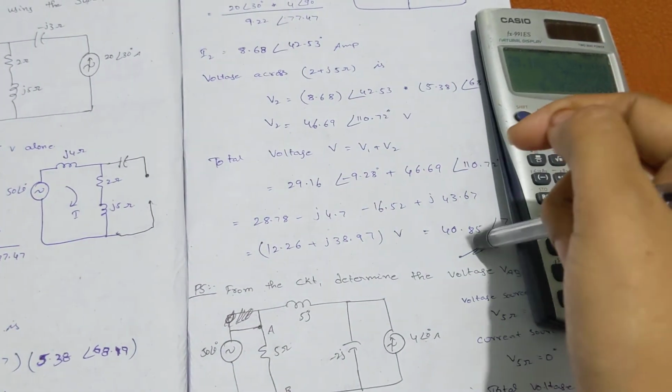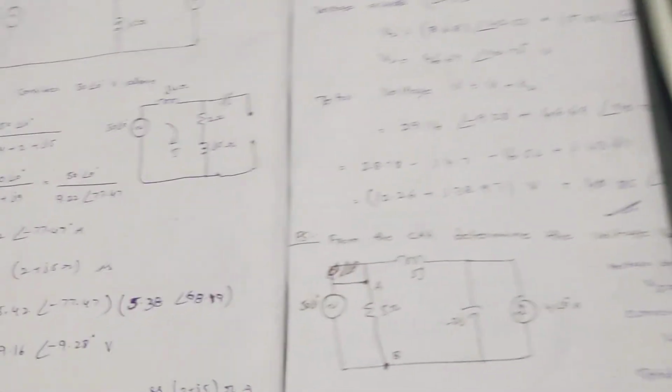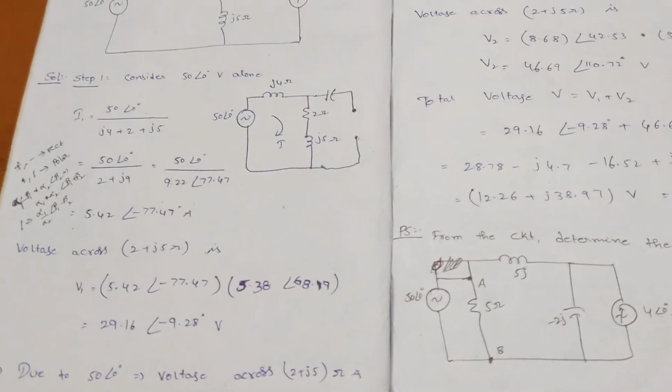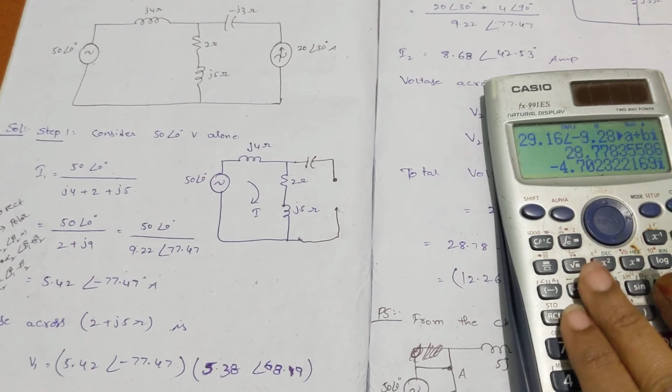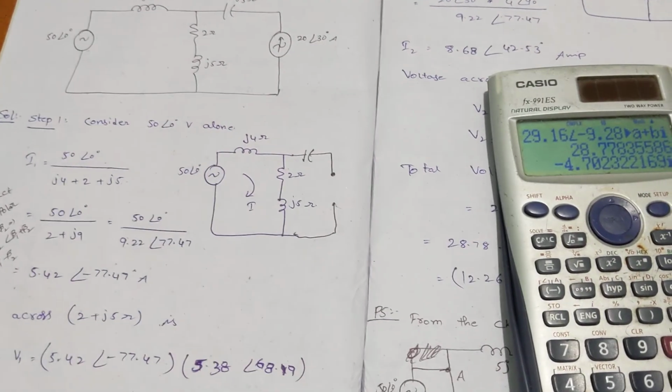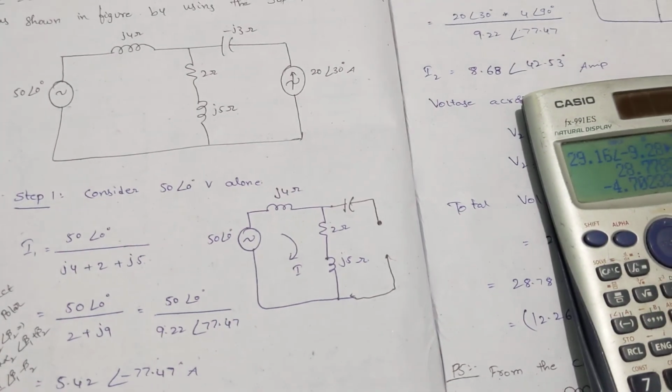Anyhow, when it is in polar, it is very easy to understand. So this is how to calculate the superposition theorem for AC excitation. Especially the usage of the calculator is important for AC excitations. Please understand this. With this I want to conclude. Thank you.